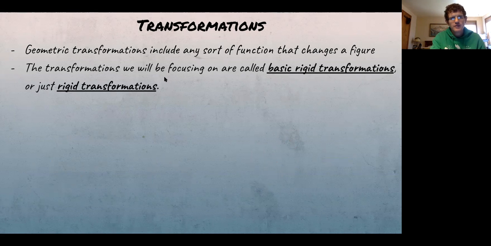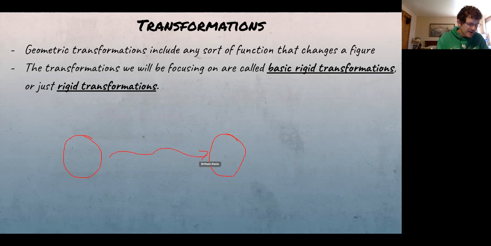The kind of transformations that we are focusing on are called, there's two names for it. You could call it a basic rigid transformation or just a rigid transformation. The idea of a rigid transformation is that your beginning figure, whatever it is, I'm just going to draw a circle here and a circle here. Whatever we did to get from here to here, we did not change the size or the shape of our figure. So if I did all the measurements here, like what's the radius of the circle, it's going to be exactly the same over here.